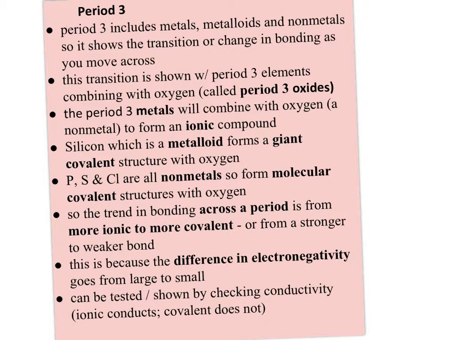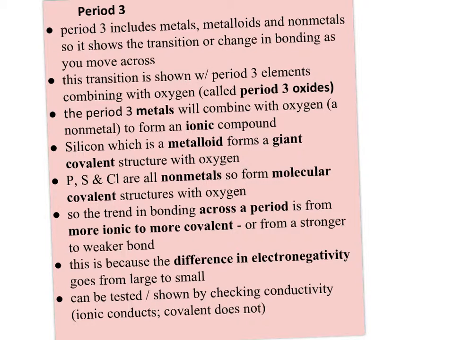Silicon, which is a metalloid, forms what's called a giant covalent structure with oxygen, and carbon in family 4 does the same thing. So it's not an ionic compound, but it's a little different than most covalent compounds. It's this giant covalent because it's got 4 bonds going and is a very strong covalent structure.